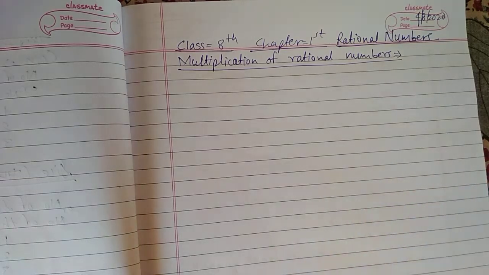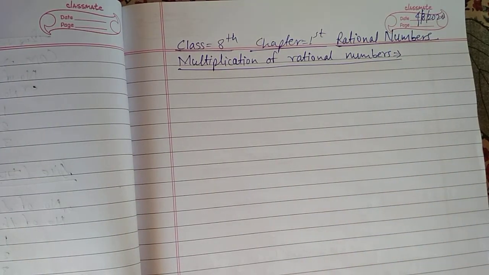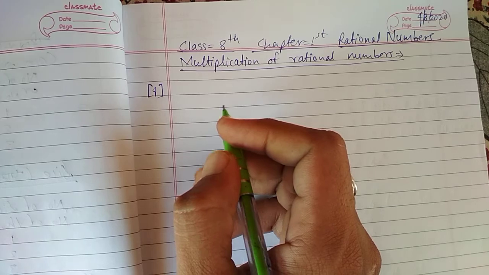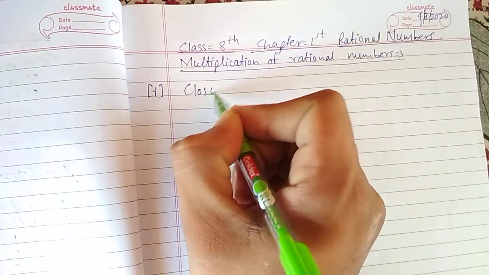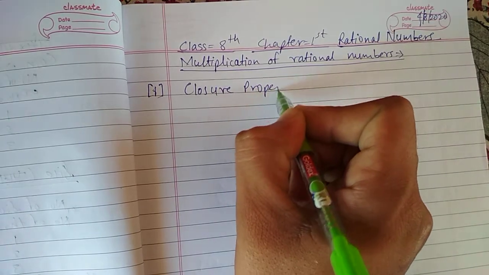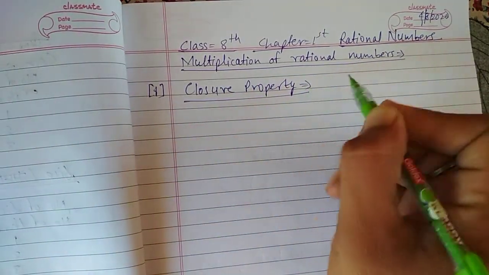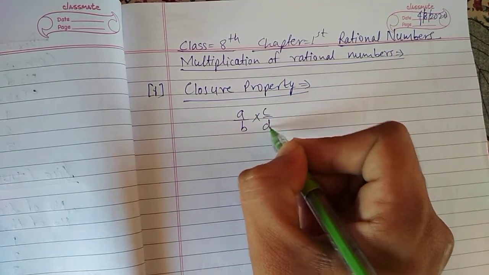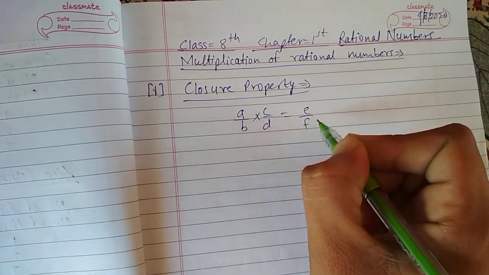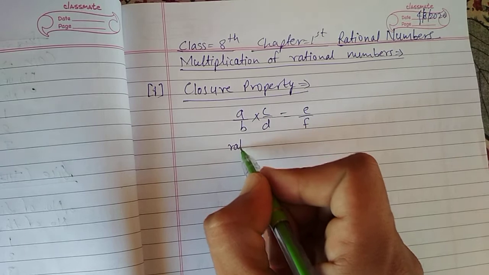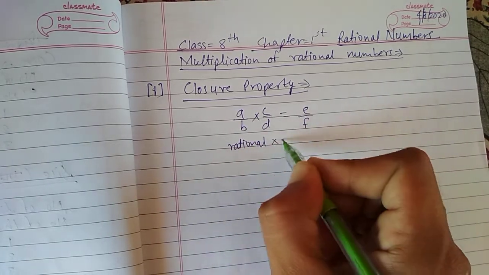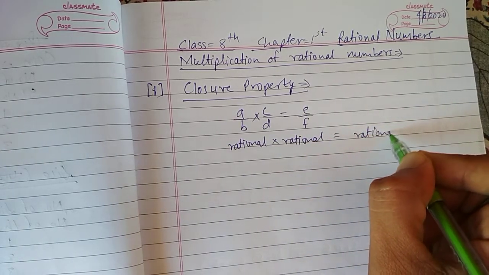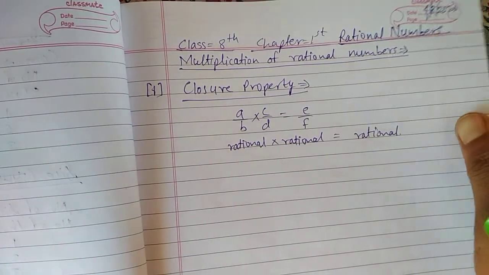Dear students, today we are going to study multiplication of rational numbers. Properties of multiplication of rational numbers. The first one is closure property. That means the multiplication of two rational numbers, just like a upon b, c upon d equals to e upon f, is rational. That means a rational number multiplied by another rational number is equal to a rational number. It is called closure property.